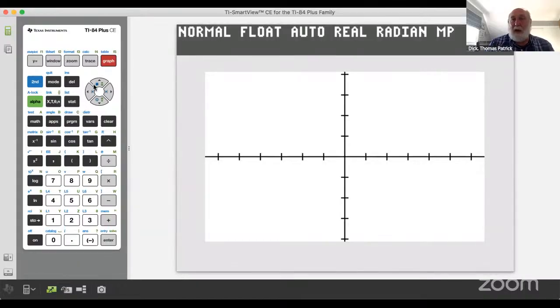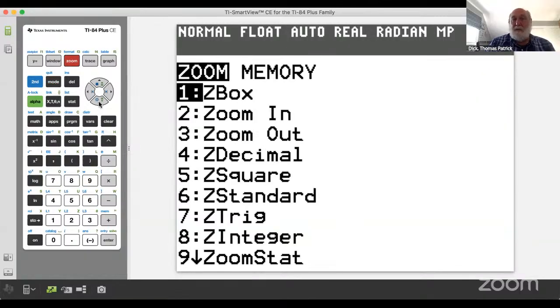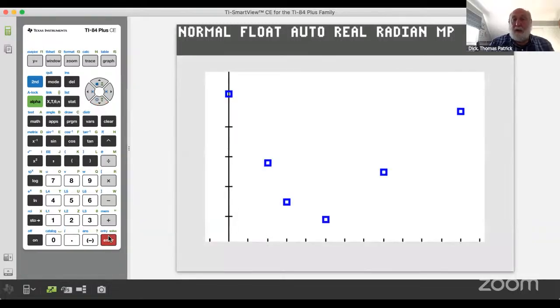But a quick way to take care of that is to go to Zoom and go down to number 9, Zoom stat. What that does is it picks a window that's going to fit all of your data in it for you. Okay. There we go. Now we have something that looks very much like what Steve had. Pretty cool. Before we try regression, one thing I was going to do is, if you hit trace, it will jump from data point to data point. So there's 0, 12.1, and then as I increment, it's just going through the table of values that we have there.